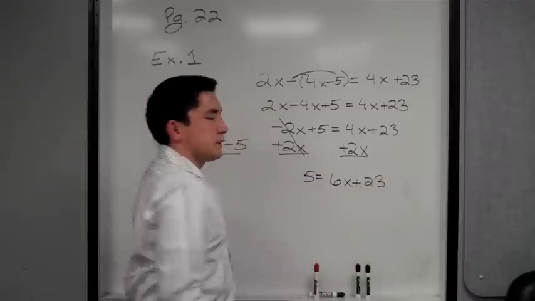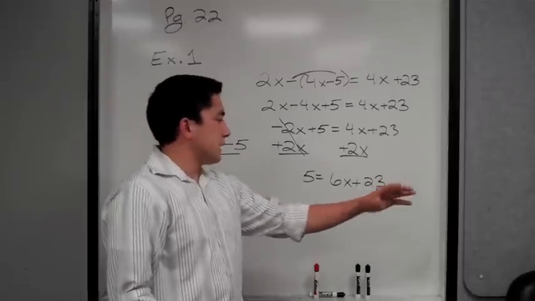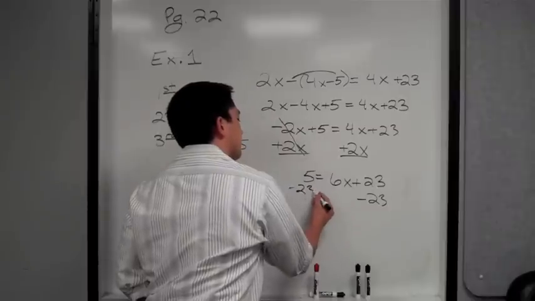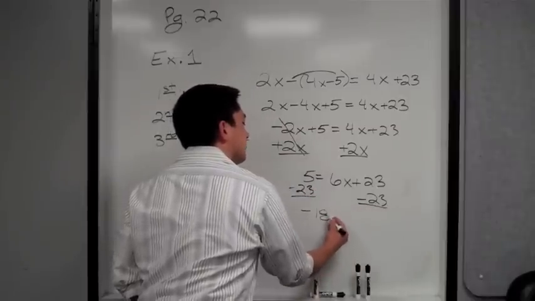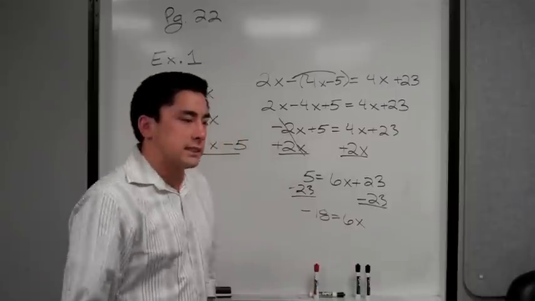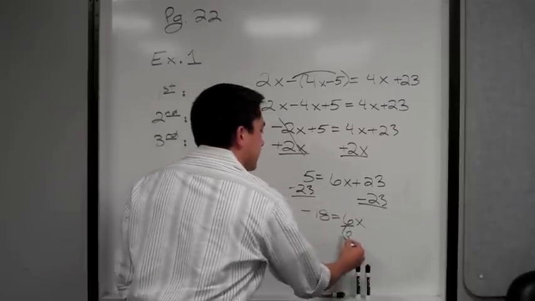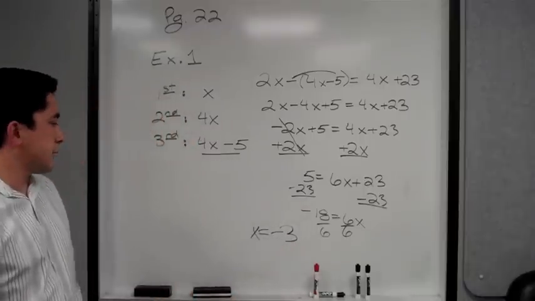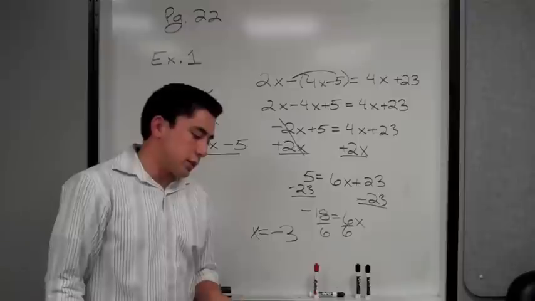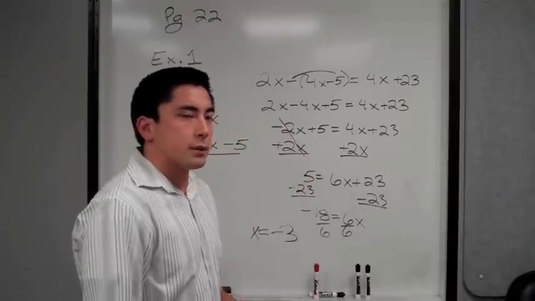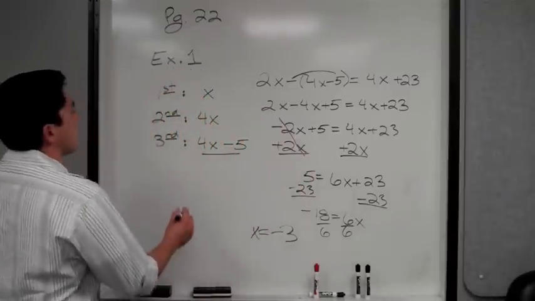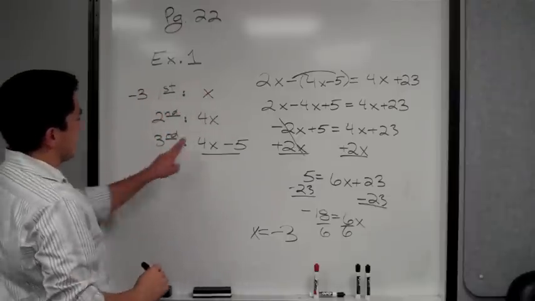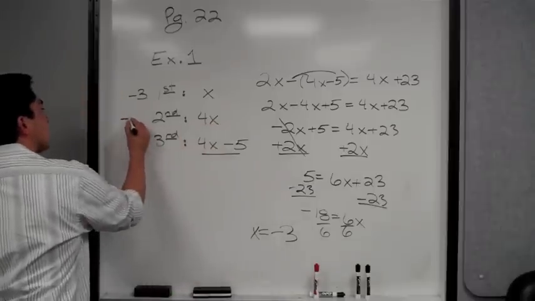plus 23. Since we moved the x's to the right side, move what doesn't have the x to the left side, so we can subtract the 23. So you have negative 18 is equal to 6x. And finally, divide by 6. You get x is equal to negative 3. Now remember, this isn't our final answer. The question says, what are the three numbers? Once we solve for x, we can plug it in right up here. So x is negative 3. That's our first term. Negative 3 times 4 is negative 12.